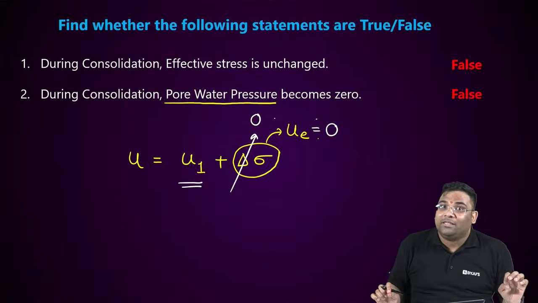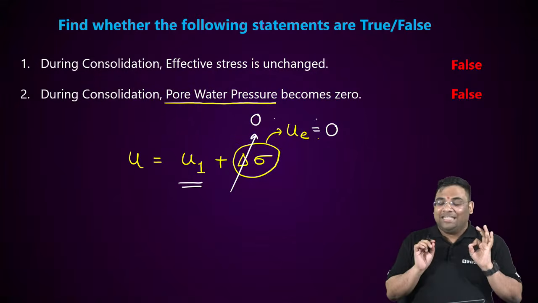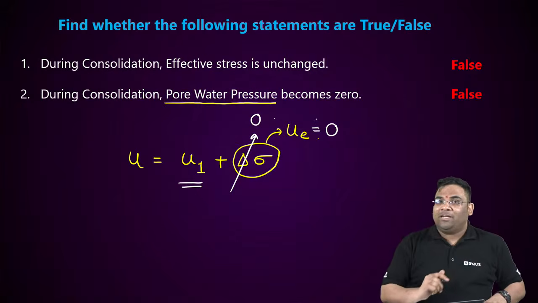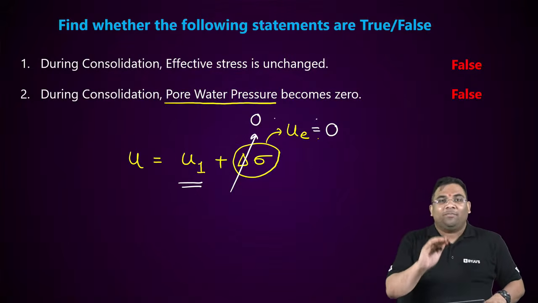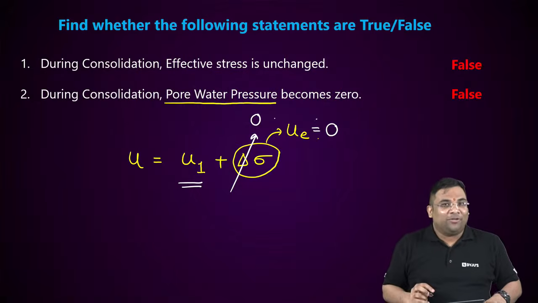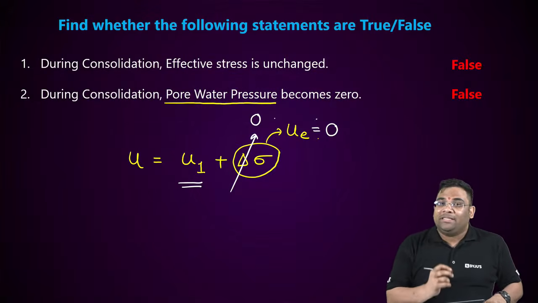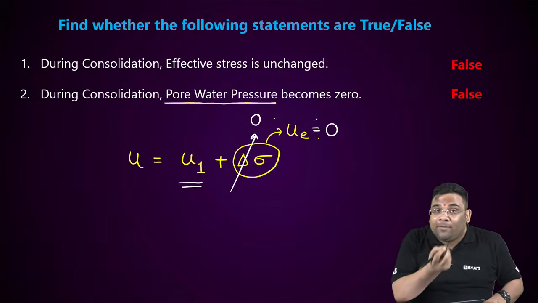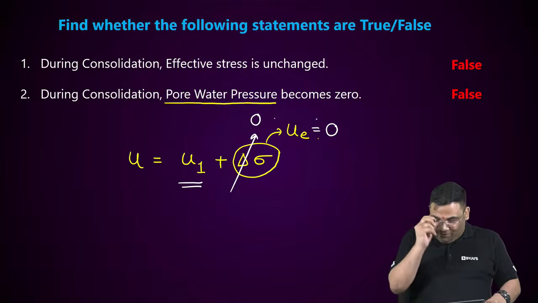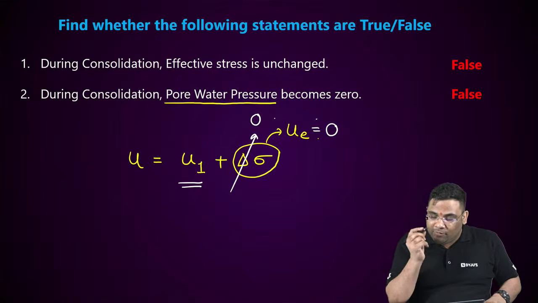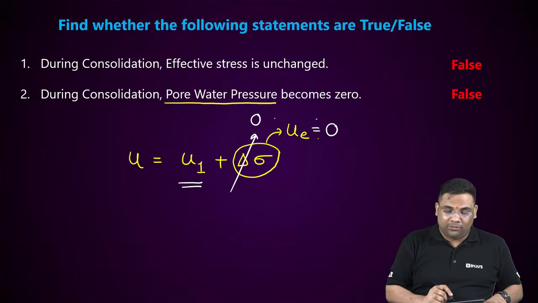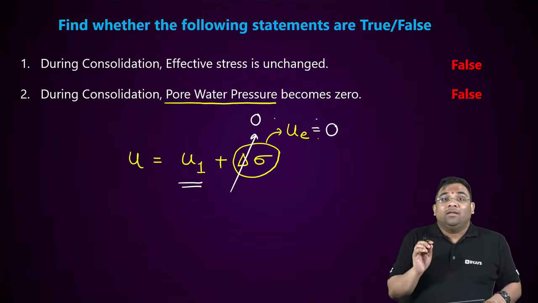So pore water pressure doesn't become zero during consolidation. Very important point. And you might commit mistakes in this, right? The excess pore water pressure becomes zero. You see, such a beautiful question, right? And you get confused in such kind of questions and you commit mistakes because you are not thorough with the process of consolidation. But if you are thorough with the process of consolidation, you will not commit such mistakes. Understood this particular thing?